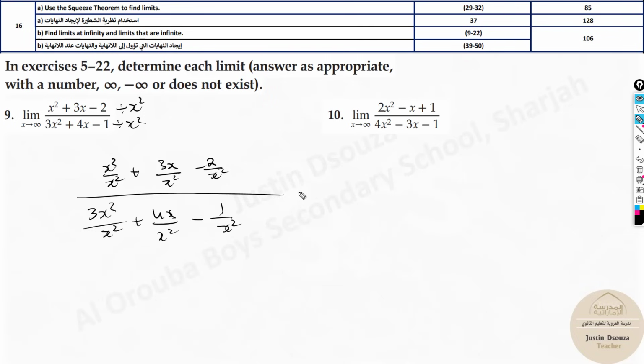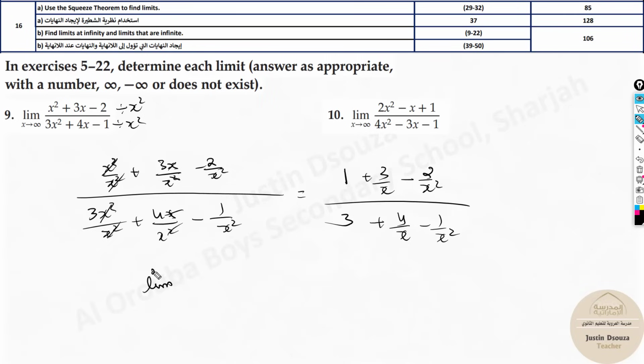Now then, let's simplify. What happens when you simplify? X square cancels. You're remaining with the leading 1 over here. And this x and square cancels. You're remaining with plus 3 by x minus 2 by x square. Divided by this is 3. Here the x cancels with this. Plus 4 by x minus 1 by x square. Now we apply the rule. Let's apply the limit as x goes to infinity. This was a simplification. You can write the limit, doesn't matter, but you're just simplifying it. X tends to infinity is equal to here, even over here, limit as x tends to infinity.